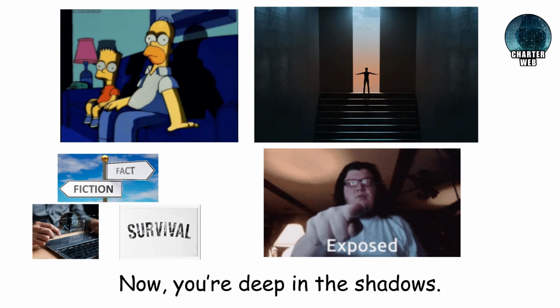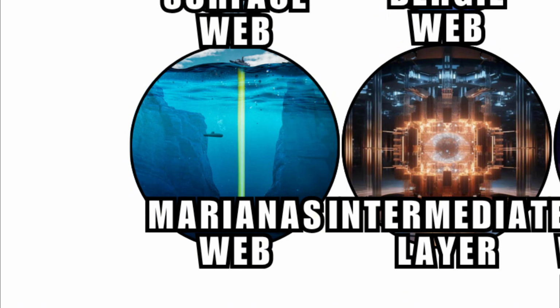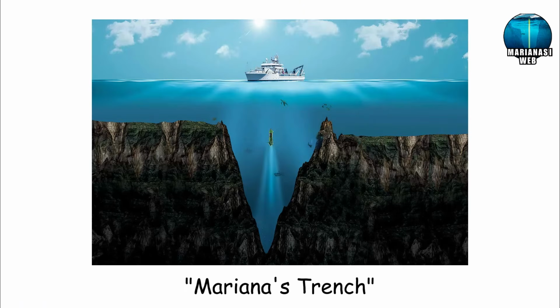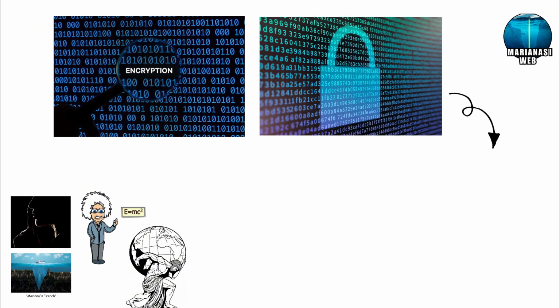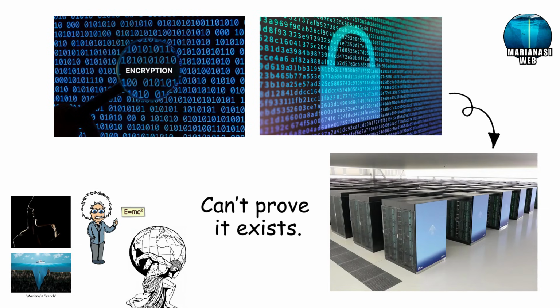Now, you're deep in the shadows. The Marianas Web. Named after the Mariana Trench, the deepest point on Earth, the Marianas Web is said to be the deepest and most secretive layer of the internet ever imagined. This level lives somewhere between theory and legend, a place so encrypted, so protected, that even the world's most powerful computers can't prove it exists.